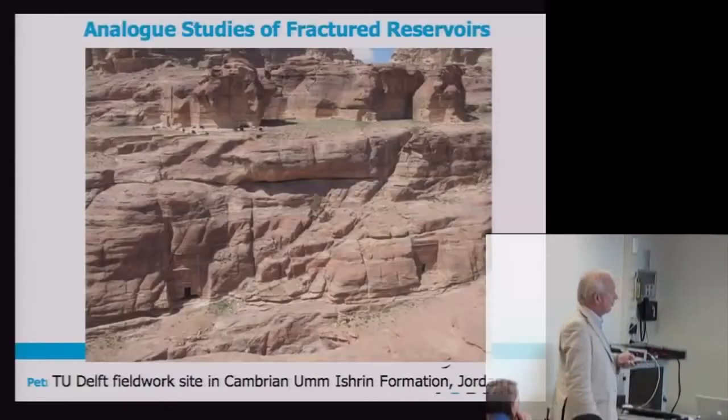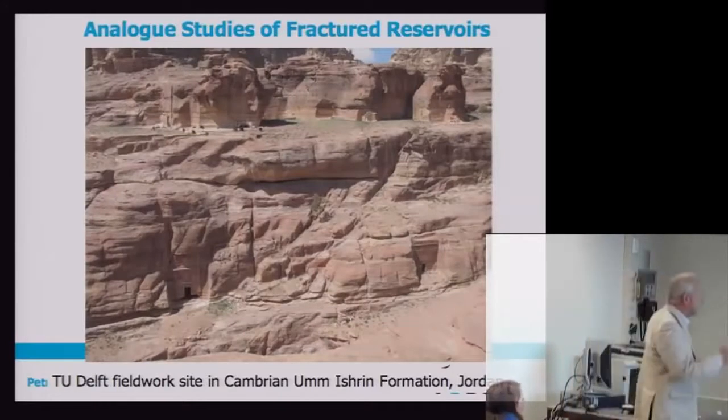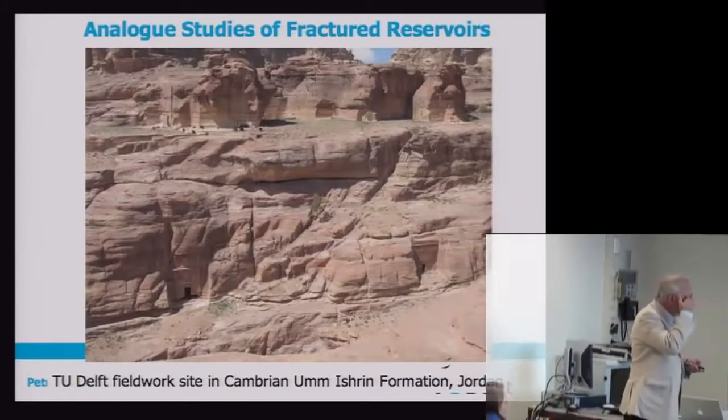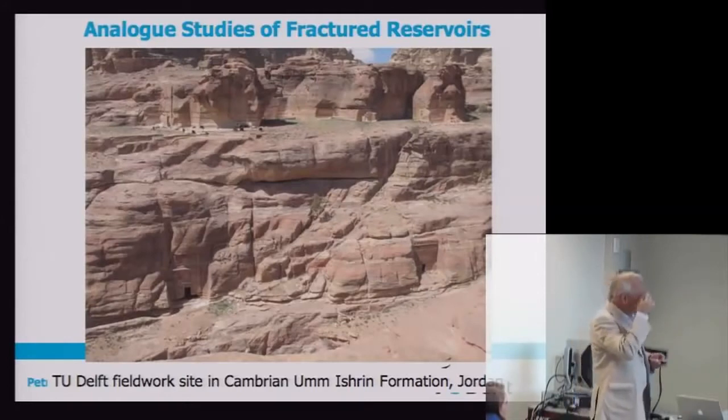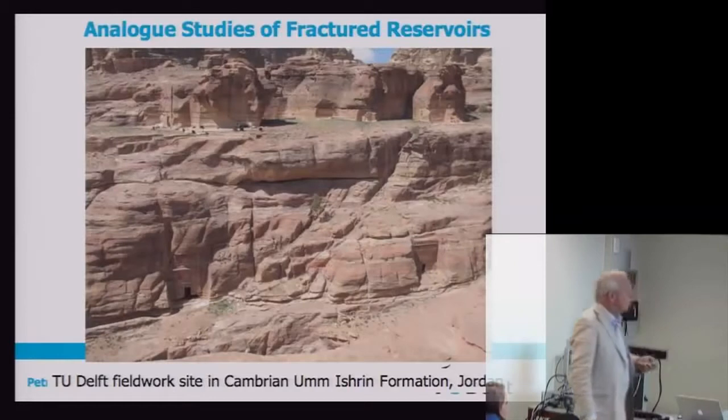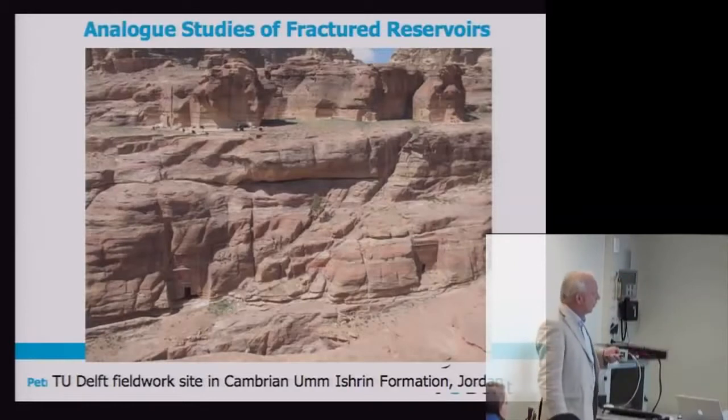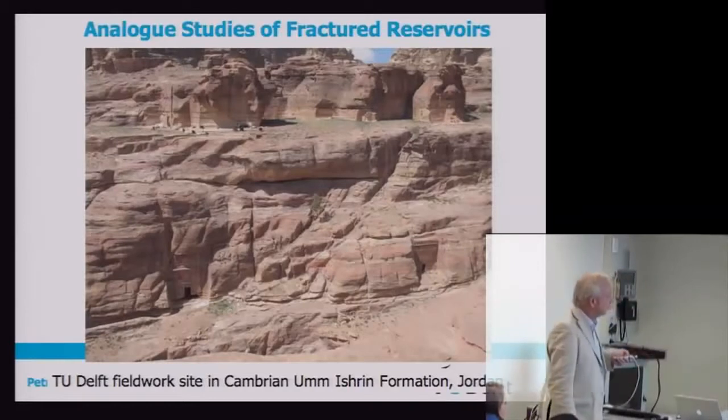And then you see, in this case here, that this is actually not a carbonate. These are sandstones, Cambrian sandstones, the Umishrin formation in Jordan, where we have a research project. I'll be going there in 2 weeks, because I have a PhD student working there. This is in the area of Petra, some of you may have heard of. You see these Nabataean monuments here, here and here.